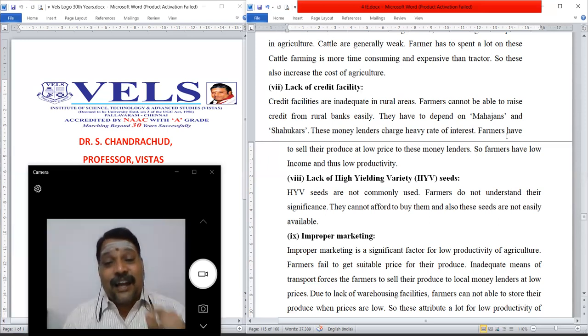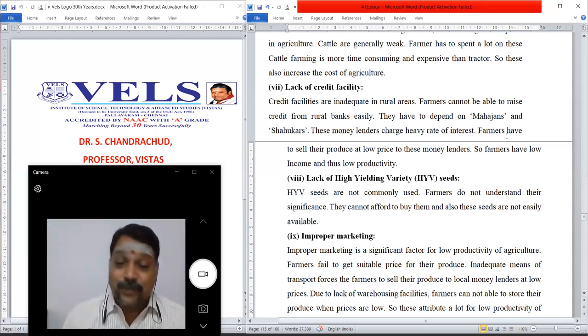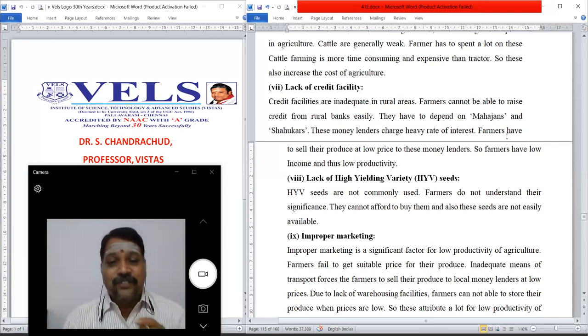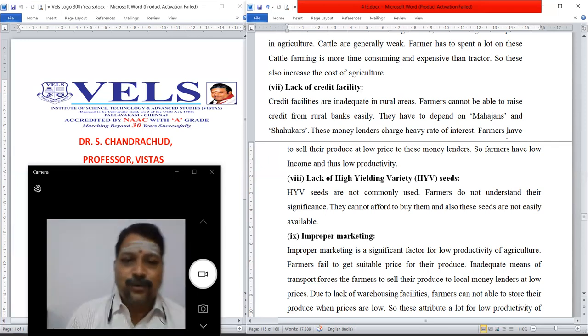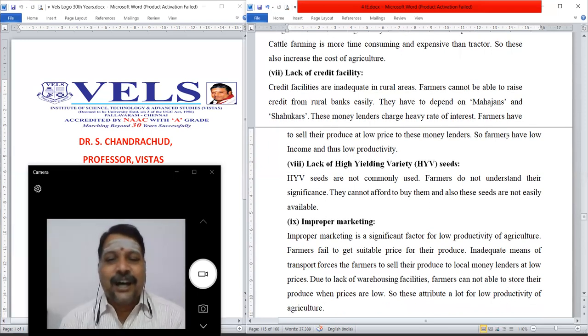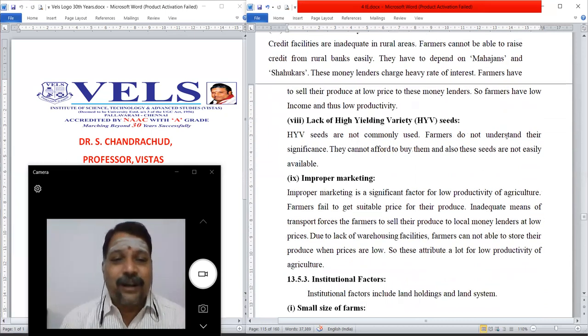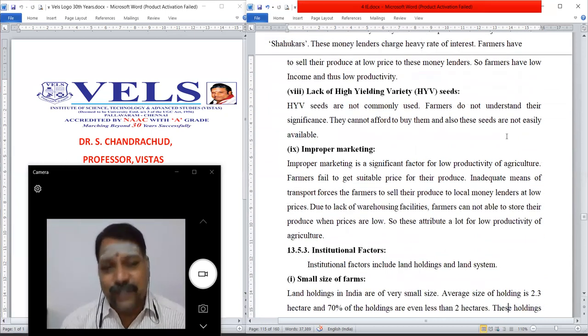Then lack of high yield variety seeds, HYV. These HYVs are not commonly used. Farmers do not understand their significance. They cannot afford to buy them, and also the seeds are not easily available.